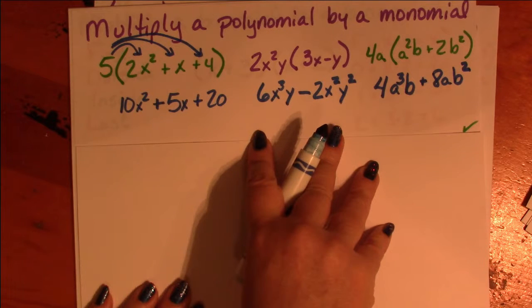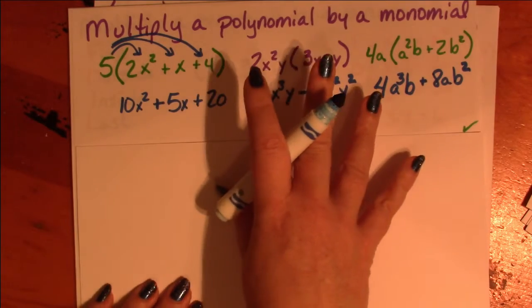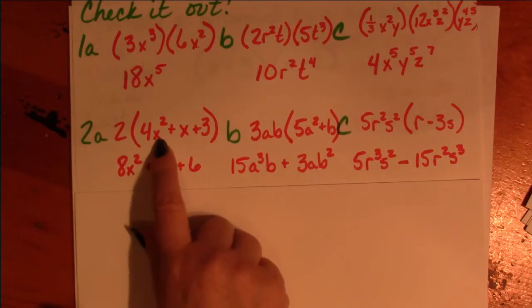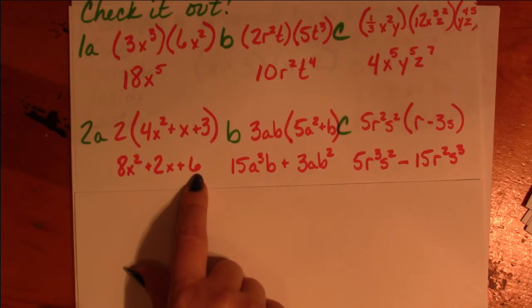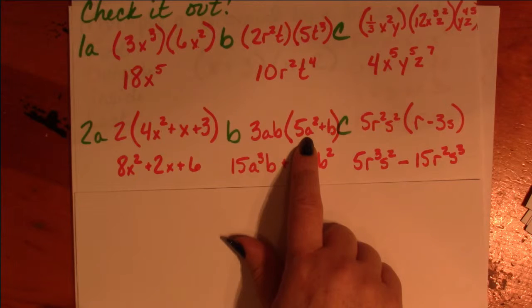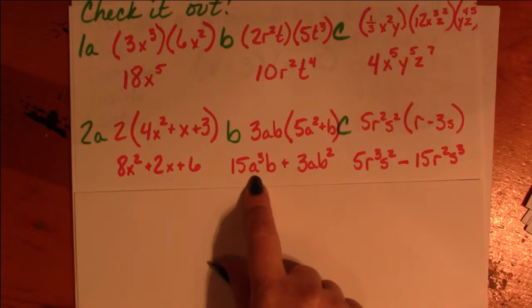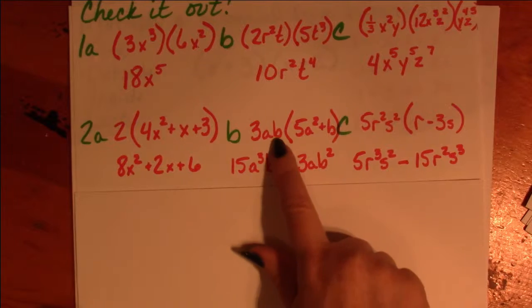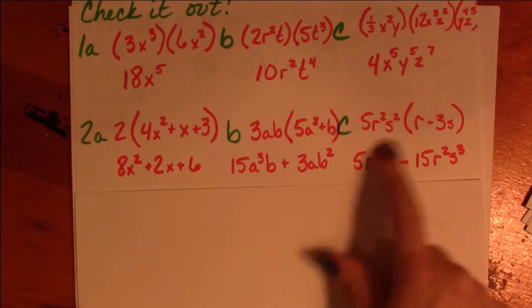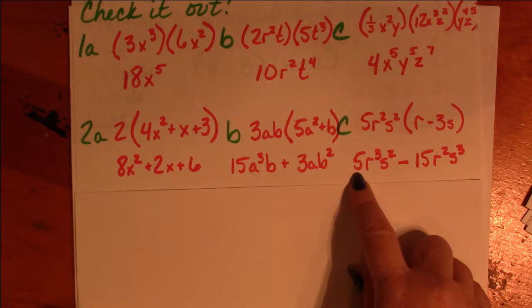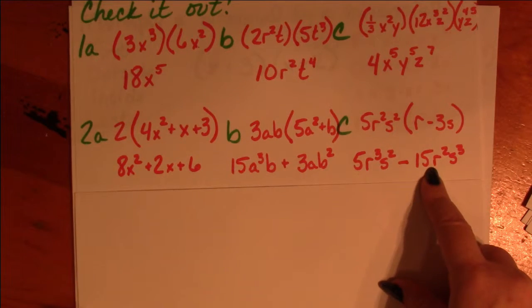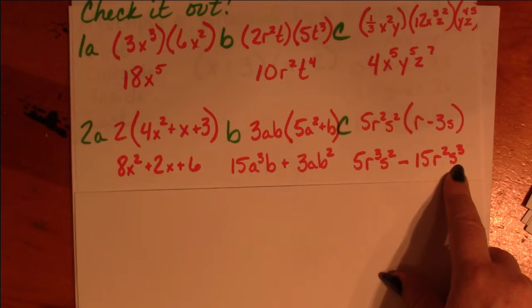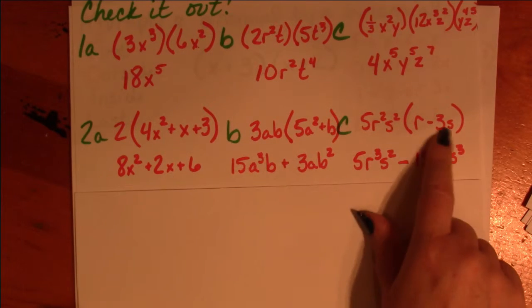Pause here, give Check It Out number 2 on page 513 a try, and come back when you're done. 2 times 4x squared is 8x squared, 2 times x is 2x, and 2 times 3 is 6. 3ab times 5a squared is 15a cubed b plus 3ab squared. And then we're adding an r here, 5r cubed s squared minus 15r squared s cubed, because we're adding one s to these.